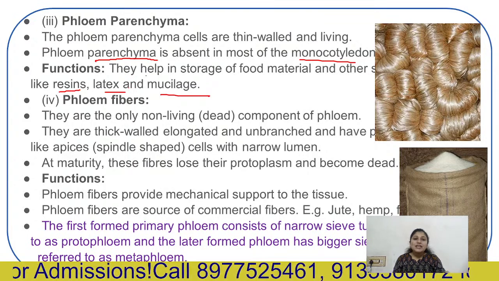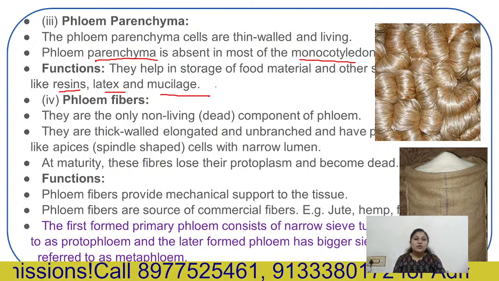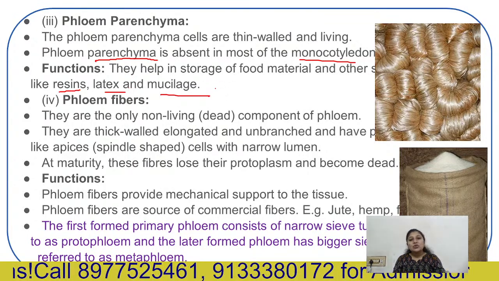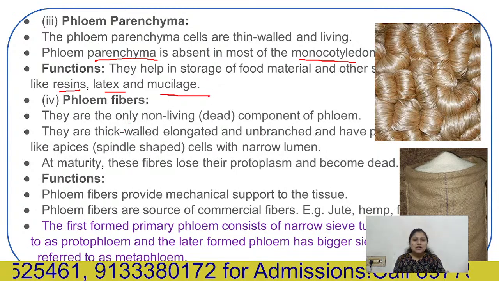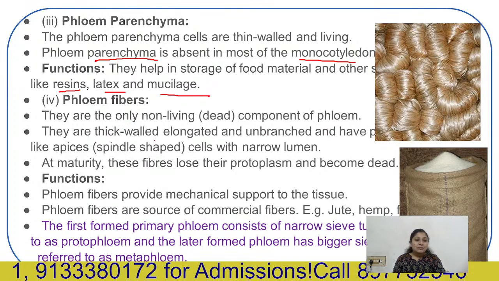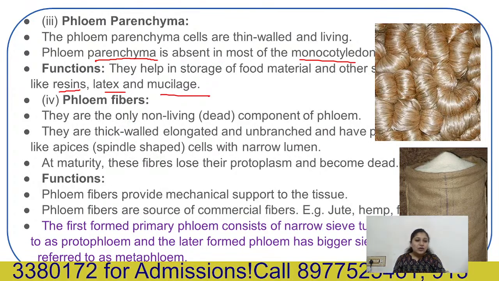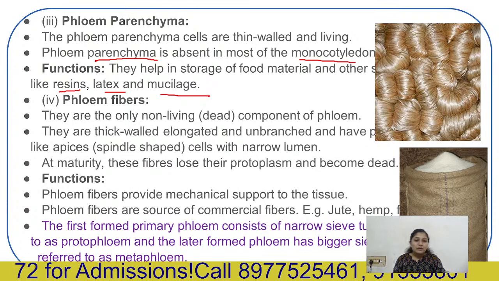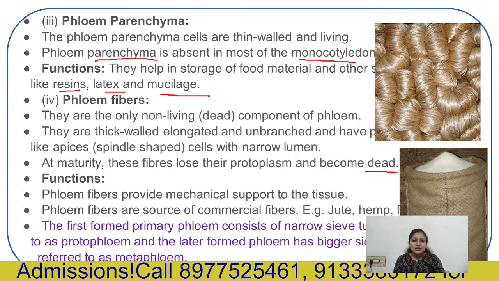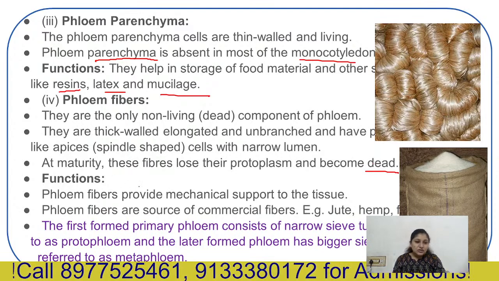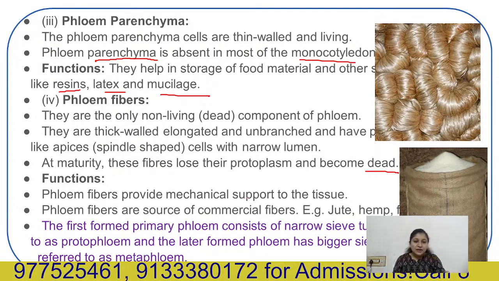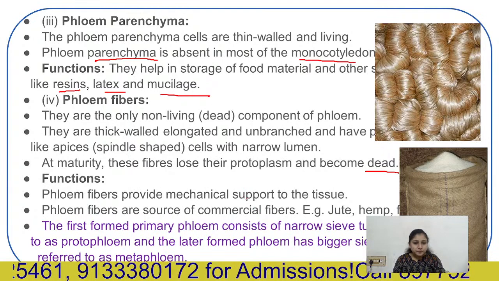Phloem fiber is the only non-living component of the phloem. They are thick-walled, elongated, and unbranched, like sclerenchyma. The cell is narrow with a small lumen. At maturity, this fiber loses its protoplasm and becomes dead. So this fiber provides mechanical support to the tissue.